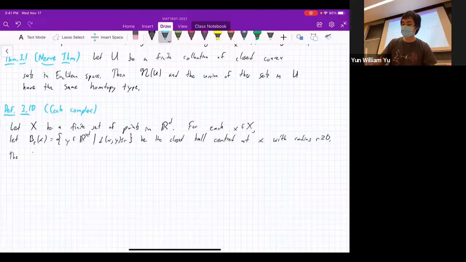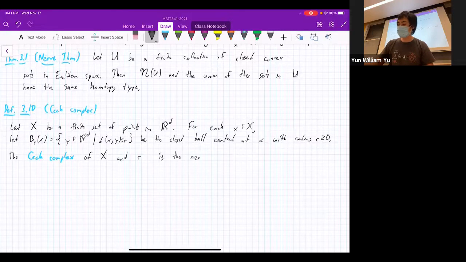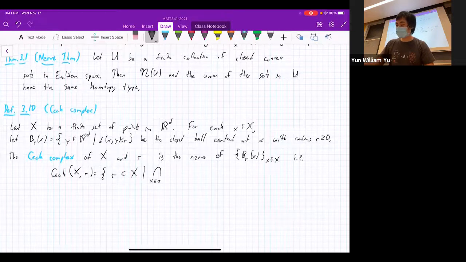So the Čech complex of X and r, so it depends on both, is the nerve of the set of balls. That is to say that Čech(X, r) is equal to all σ contained in X, so all subsets of X, such that the intersection of all the balls centered at points in σ is non-empty.